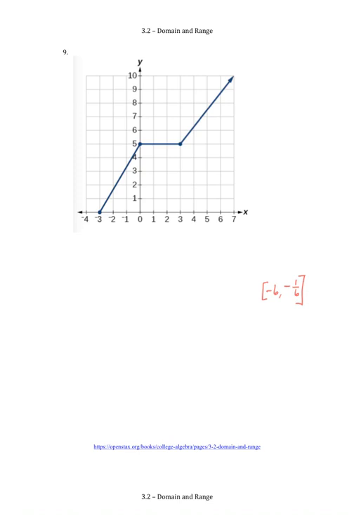Okay, number 9. We have another graph. We want to find the domain and range. So the domain is going to be our set of x values, and our range is going to be the set of y values. The domain is left to right. So our leftmost point is here. That's associated with the -3, and it is a closed circle, so it's a bracket -3.